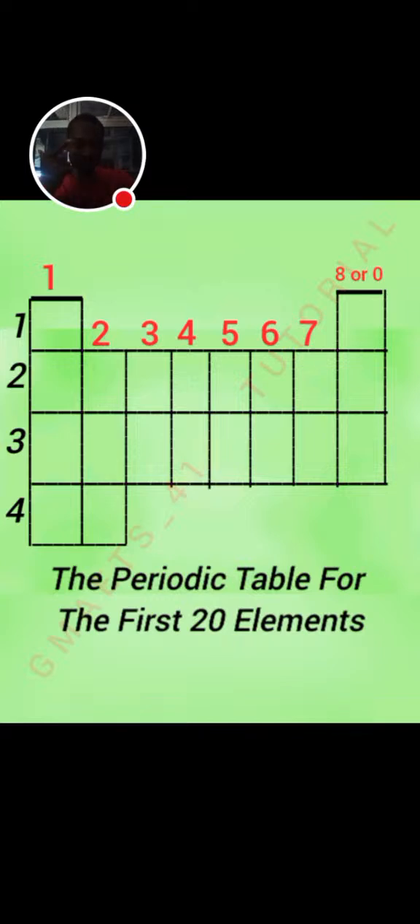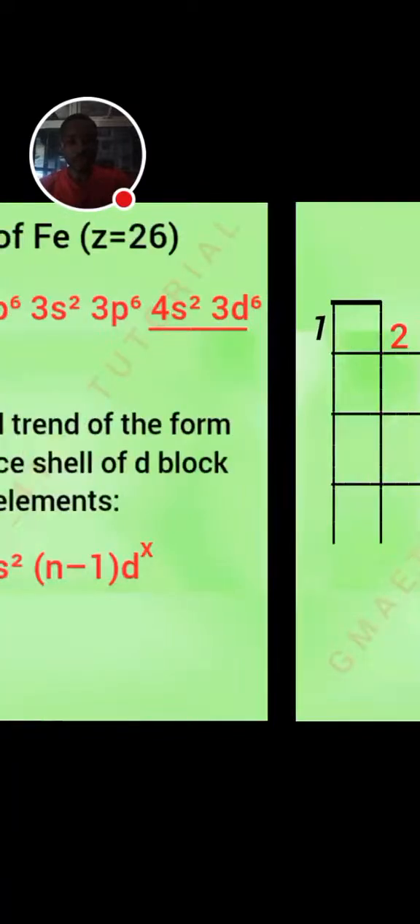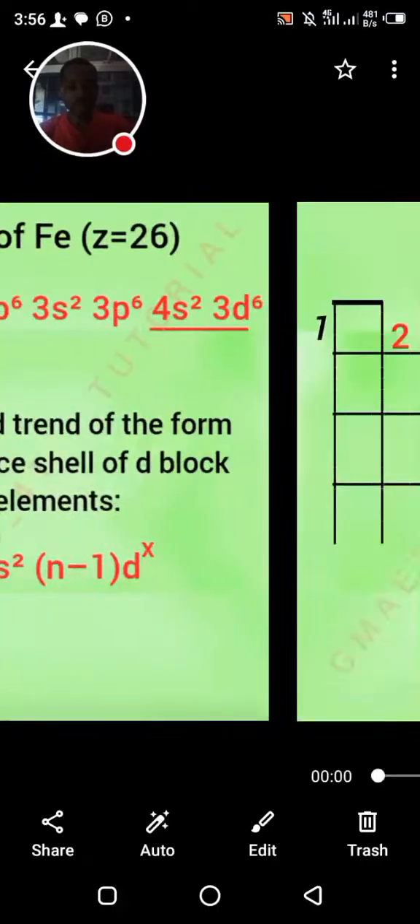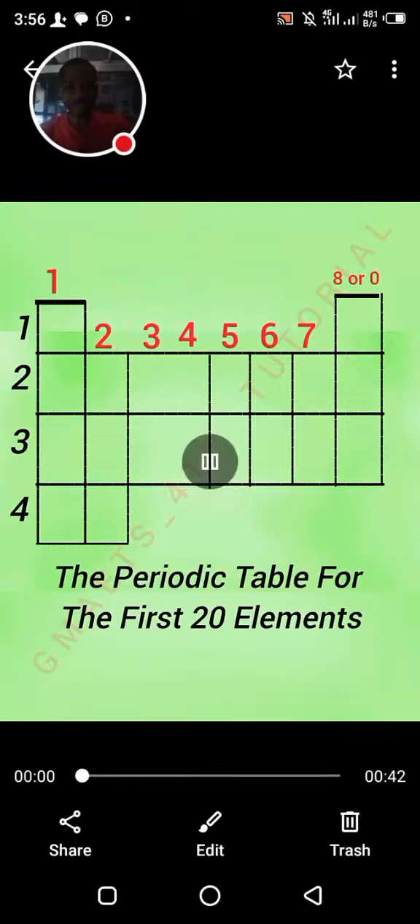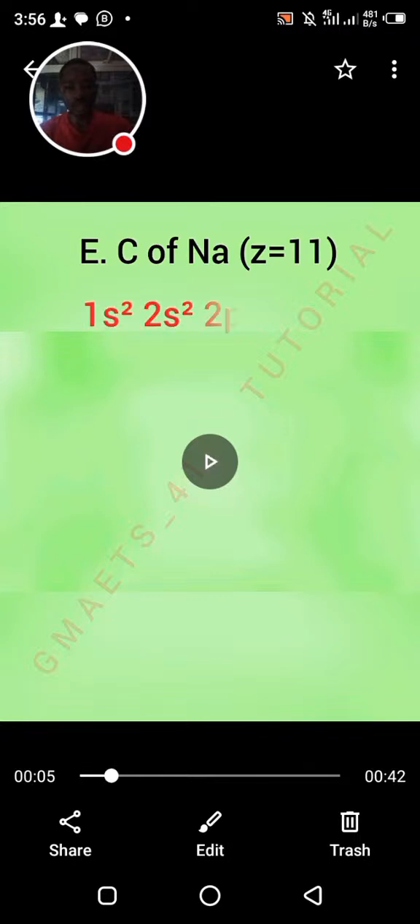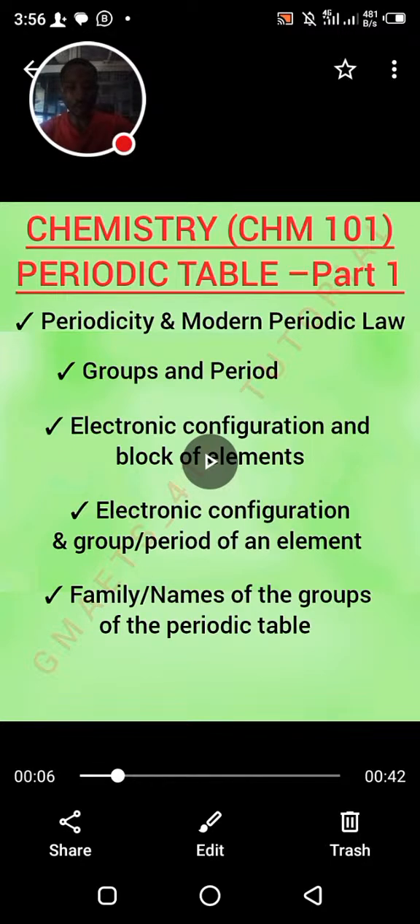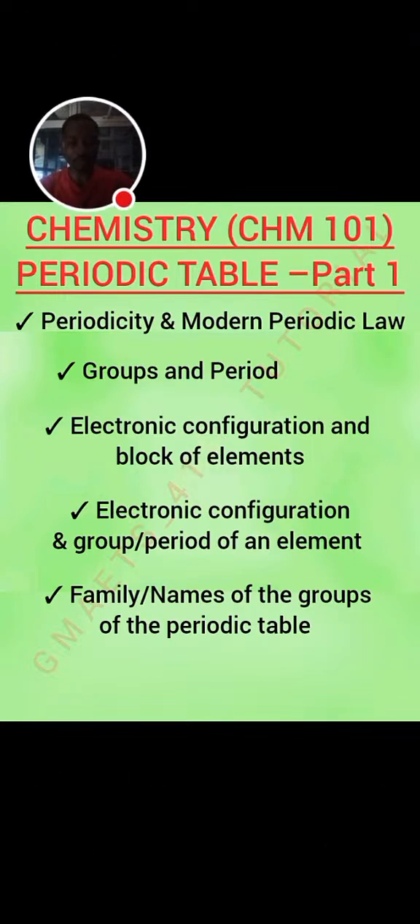All right, now we've looked at the concept of periodicity and, of course, the periodic table. We are going to move on to something else. We're going to discuss the concept of electronic configuration and the block of an element. That's point 2.